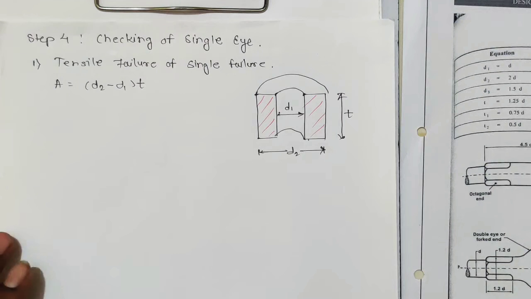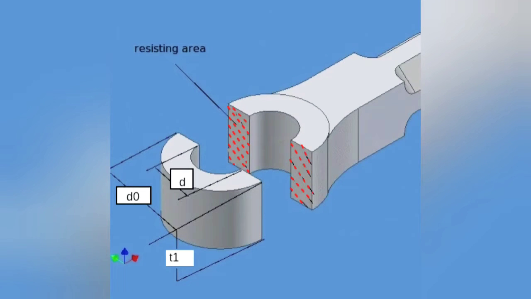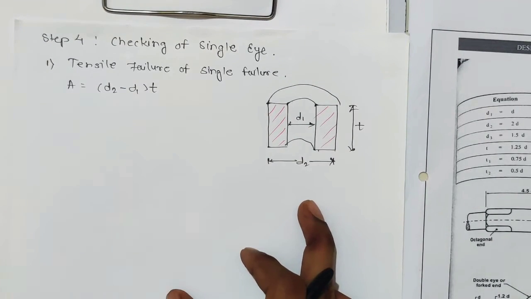Okay, so see this 3D view, it will help you to understand. This is the 3D view of failure of single eye. You can see the failure area. So hopefully you have understood the failure area. We will move to the solution.